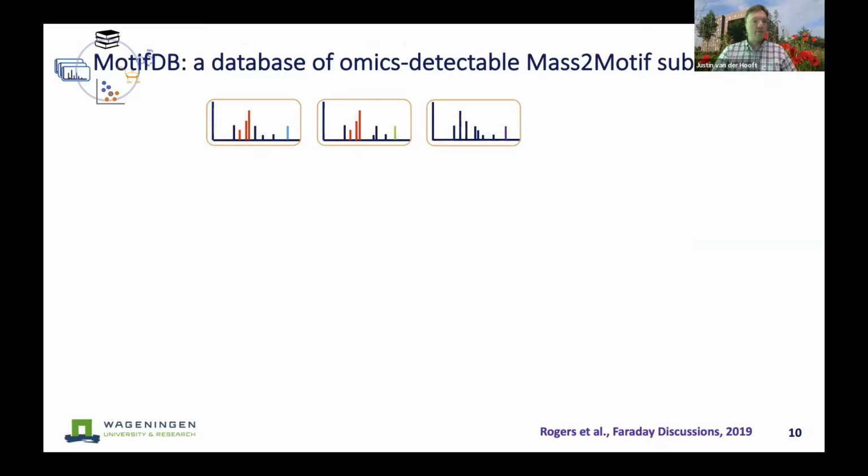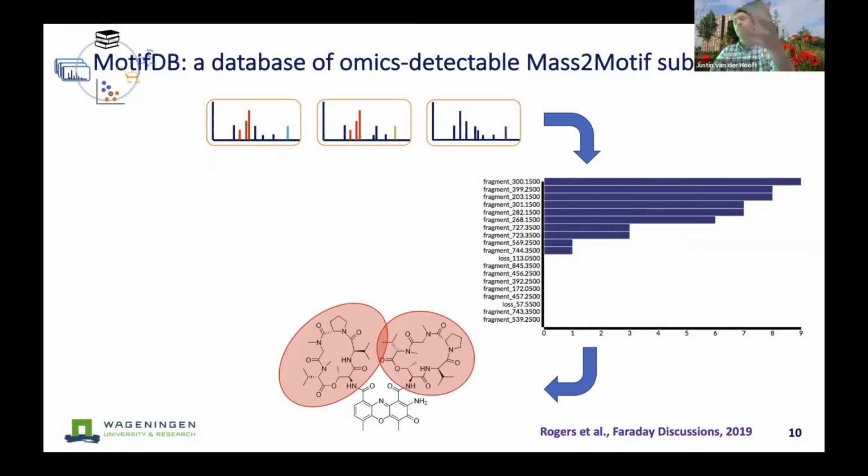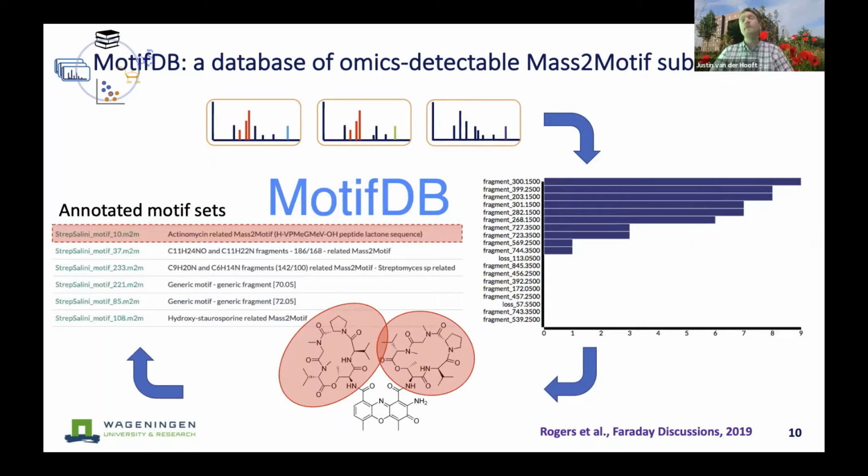Of course, annotation is difficult, and we should not make our lives more difficult than needed. So can we make this process more effective and efficient? Yes. We call it MotifDB, a database of annotated Mass2Motif substructures. Basically, you put in spectra, you get out a motif like this, which I got from bacterial data. I analyzed the data and found out that these particular peaks were related to the lactone ring of actinomycin D, and now it is part of this annotated motif set in MotifDB.